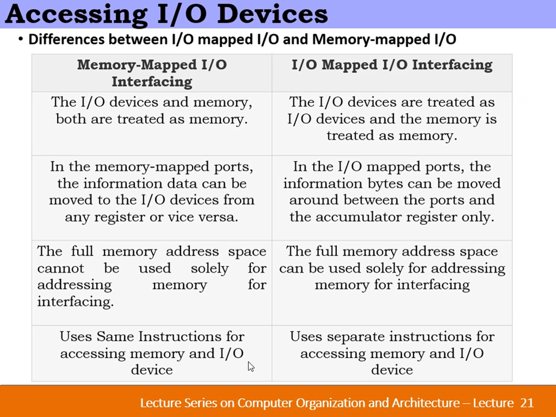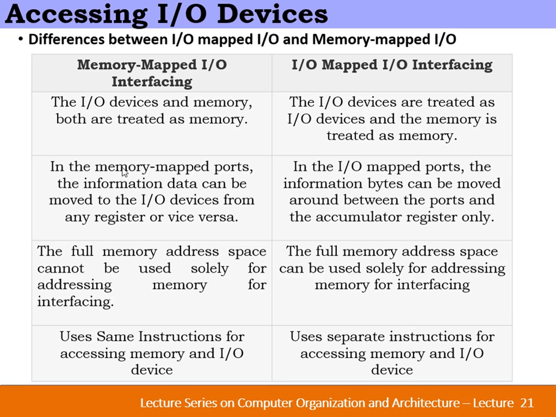So now let us discuss the differences between IO mapped IO and memory mapped IO. In case of memory mapped IO, we know that both memory and IO devices share the address space. So IO devices and memory are both treated as memory. Whereas in case of IO mapped IO, IO devices are treated as IO devices, whereas memory is treated as memory. So we have a separate address space for IO devices as well as for memory. Both are treated as separate.